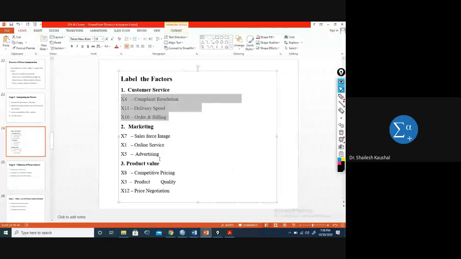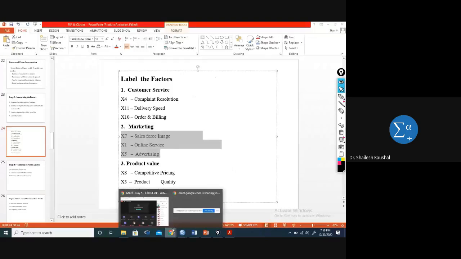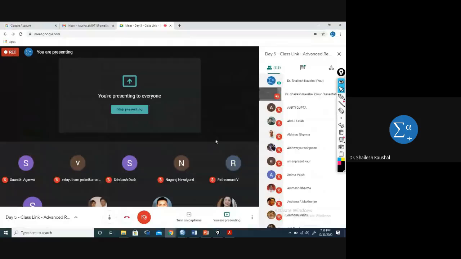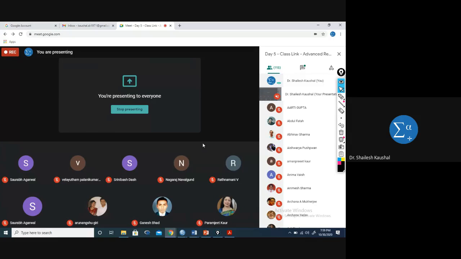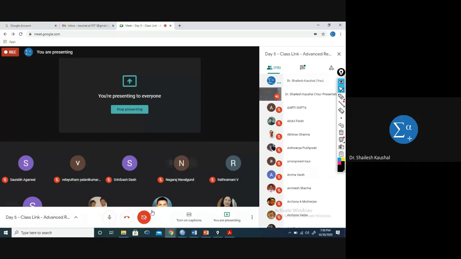Second, advertising, Salesforce image, and online services. Again, these questions are related to marketing. So the researcher gives the name marketing, and then product value. These are okay. So after this, after a 5-minute break, we will take up cluster analysis. Okay, and in the last 15 minutes we will take the queries. Okay, sir. So just a 5-minute break. We will meet.